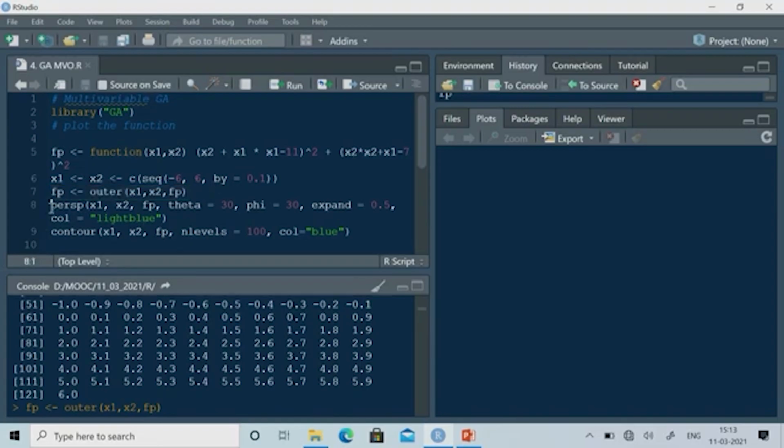You are getting the function value at each grid point, and then to plot this function I am using this particular function which is available in R, persp. This is the function I am using to plot this.